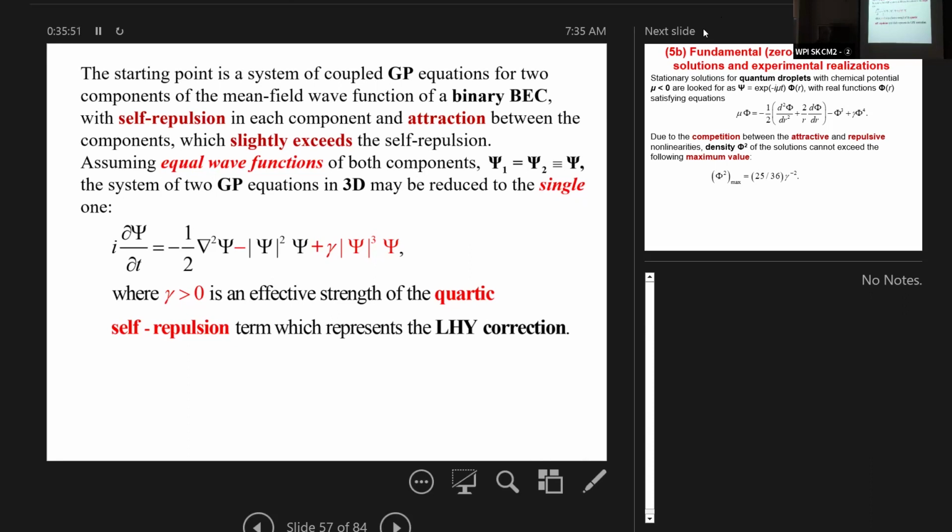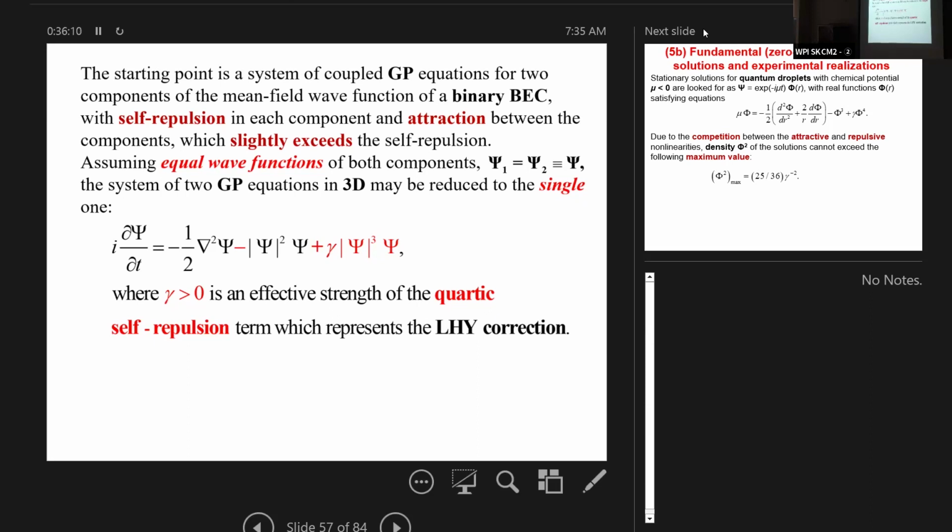Yes, this is how it was derived. So this is effective theory, the effective correction, of course. According to all this, the analysis was developed very long ago by Lee, Huang and Yang, and then adjusted for the Gross-Pitaevskii equation by Petrov.